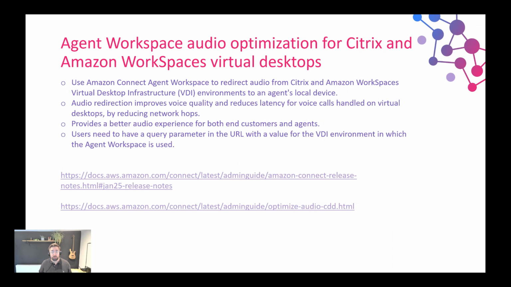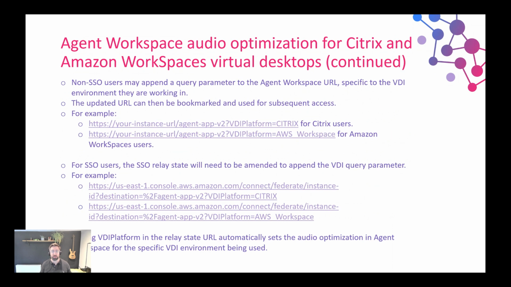The next one, quite useful for some bigger enterprises that use virtual desktop infrastructure, but you can now use out-of-the-box audio optimization for Citrix and for Amazon Workspace's VDIs. It's done from a simple change of the URL for your agent desktop. We need to add a query parameter to the agent workspace URL.